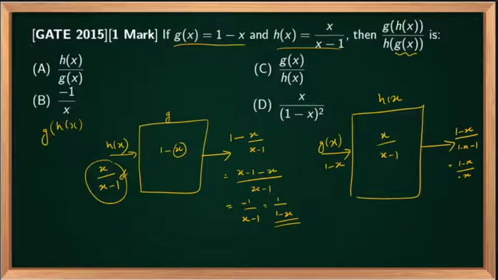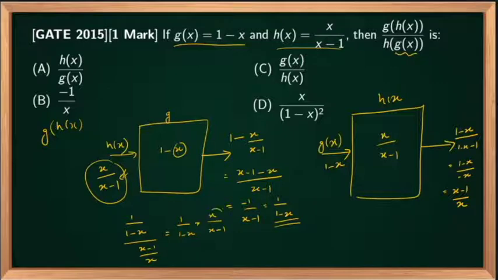Right, so you can write it as x minus 1 by x, right? Now what is g of h of x divided by h of g of x? So you had to divide 1 by 1 minus x divided by x minus 1 by x, right? That will be equal to 1 by 1 minus x into x by x minus 1, right?